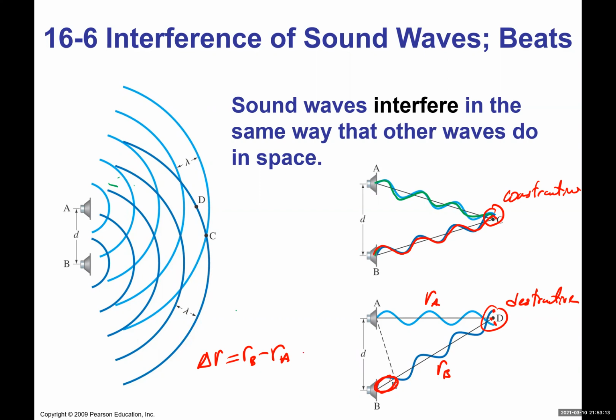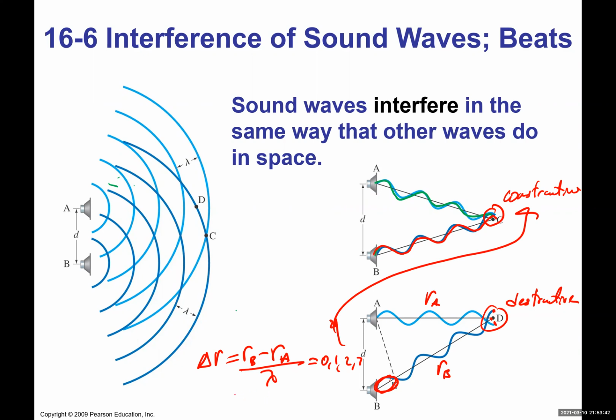Now, if that extra distance, let's say if I divide it by lambda, is equal to some kind of integer number, then it's a constructive interference. If that equals to some kind of fraction, then it's a destructive interference. So let's say if I get 1 or 2 or 3, or let's say 0, 1, 2, 3, then it's a constructive interference.